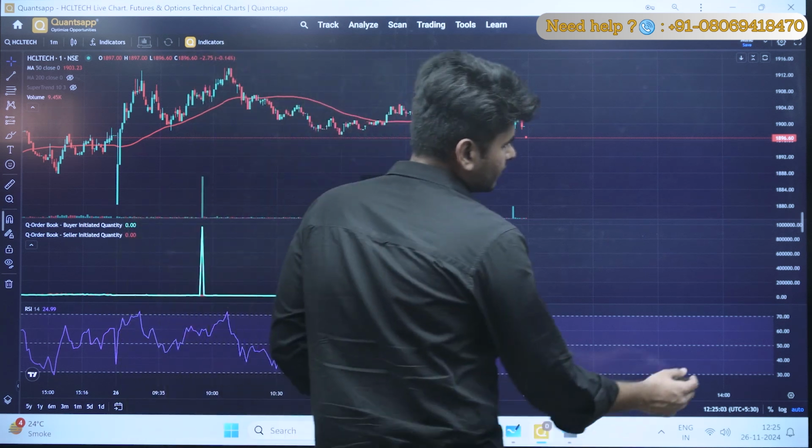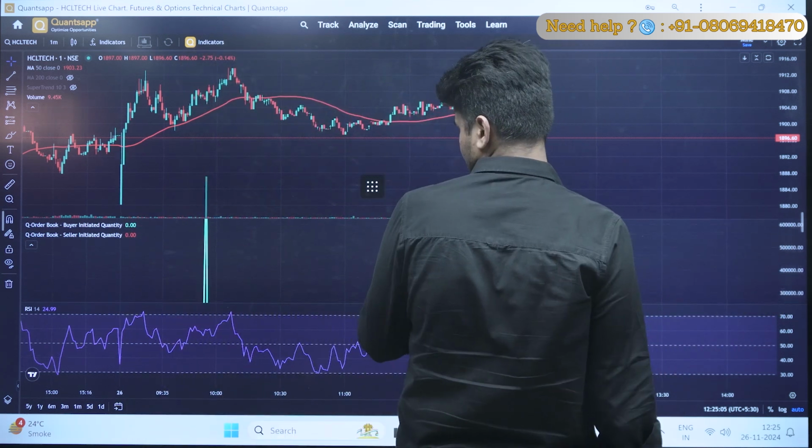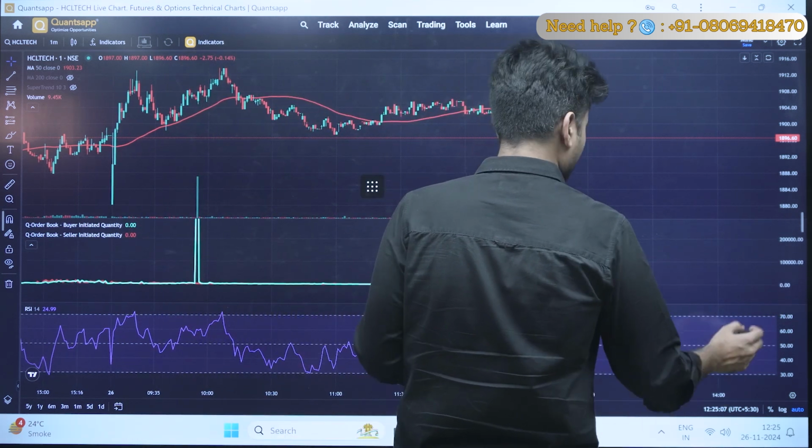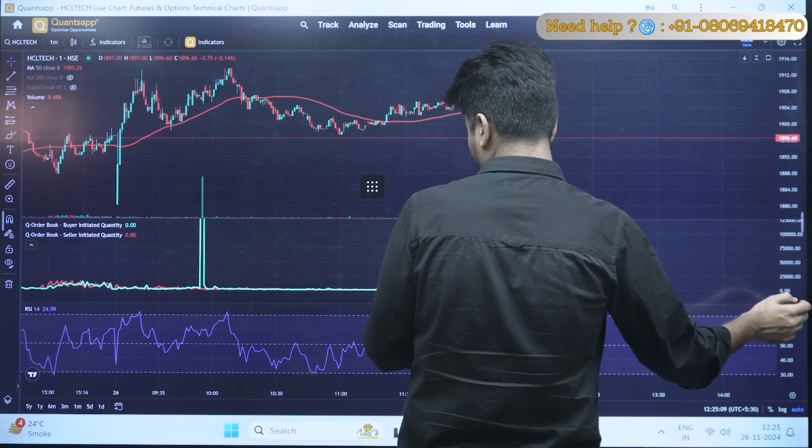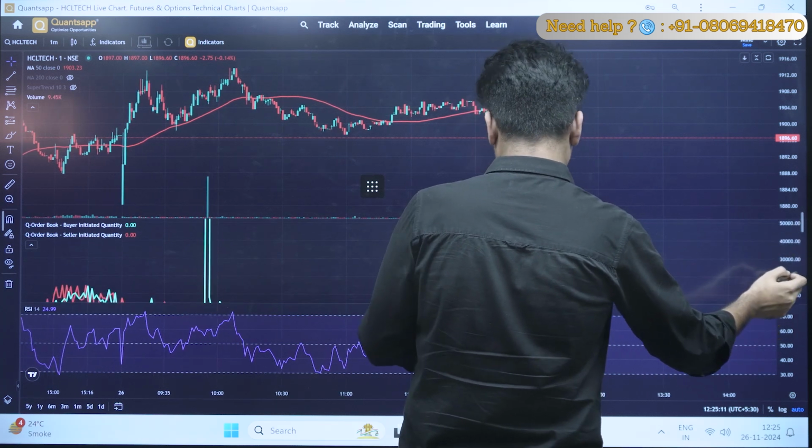So in a lower time frame, what we are seeing here is that we'll just clarify the buyer initiated and seller initiated quantity here.